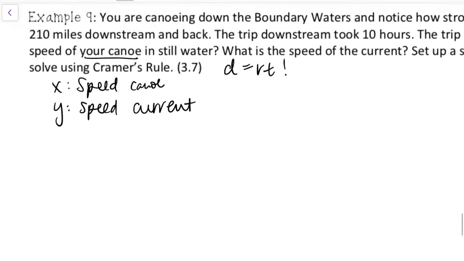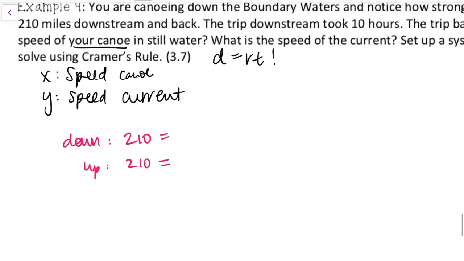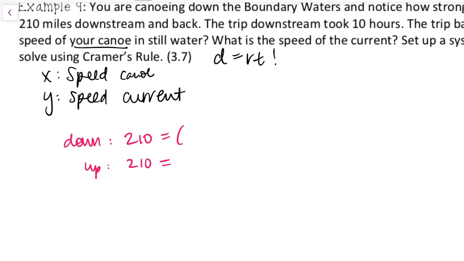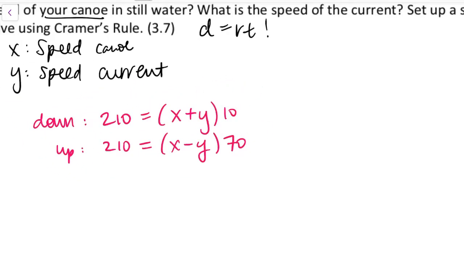Then our distance for both of these, whether you are traveling downstream or upstream, your distance was 210 for both. So distance equals your rate. When you are traveling downstream, the current is helping you, so we add x plus y. When you are traveling upstream, you subtract. Then distance equals rate times time. Let's see, so downstream took us 10 hours, upstream took us 70. That's right. And there are our two equations.